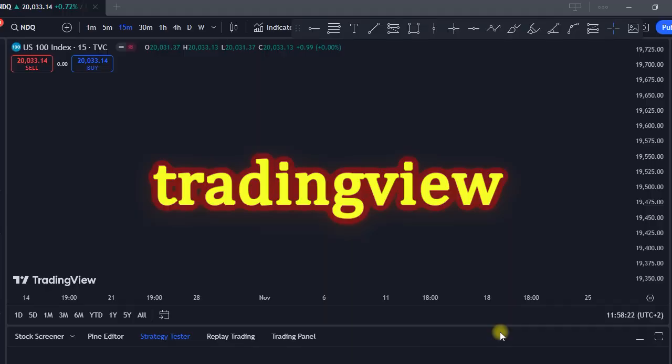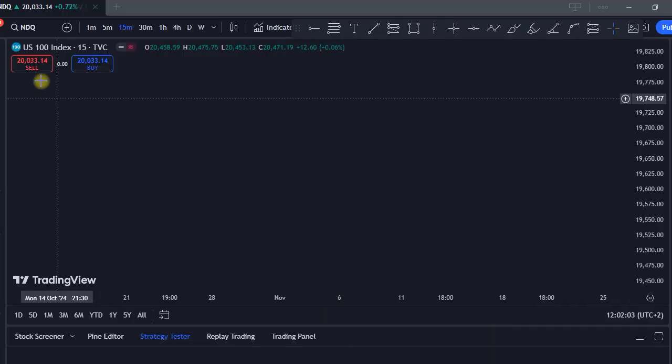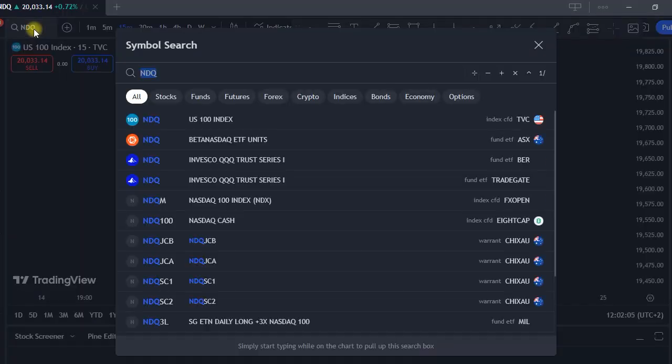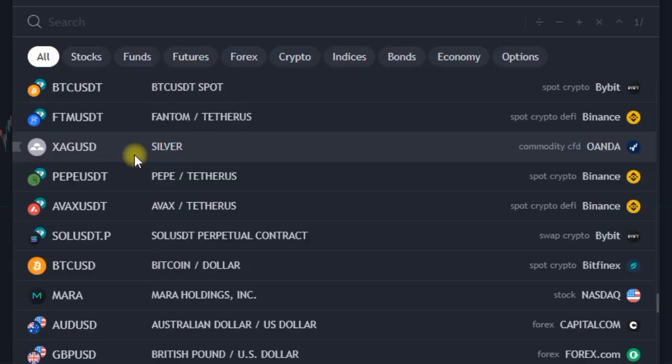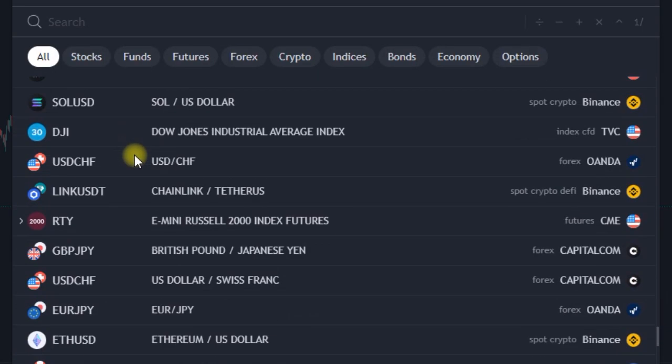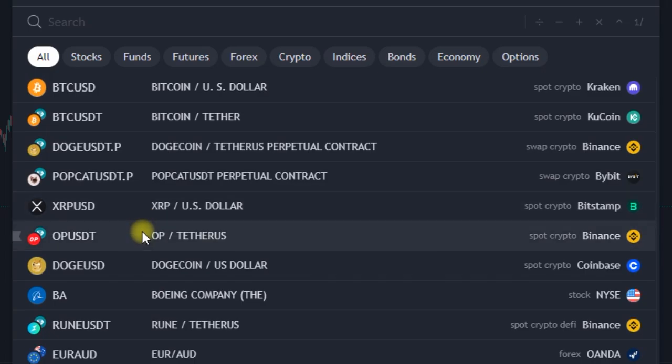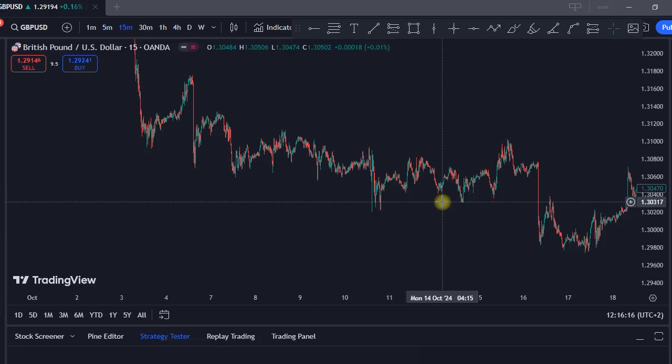Well, first things first, fire up your TradingView. Open up your GBP/USD chart. But don't worry, you can use the strategy on any trading instrument of your choice. We use the strategy on the 1 minute time frame, but first we have to use the 15 minute time frame to find the trend.